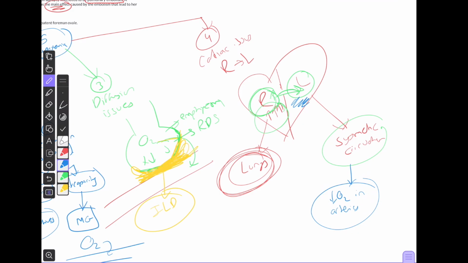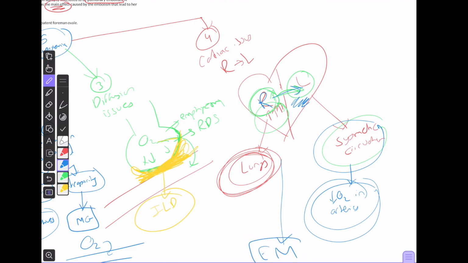And that is because instead of blood going from the right side of the heart to your lungs, it went from right side to left side through a hole in the heart because there was increased right-sided pressure through a pulmonary embolism, for example. And that caused mixed blood to enter your systemic circulation, leading to hypoxemia. So this is classically your Eisenmenger syndrome.